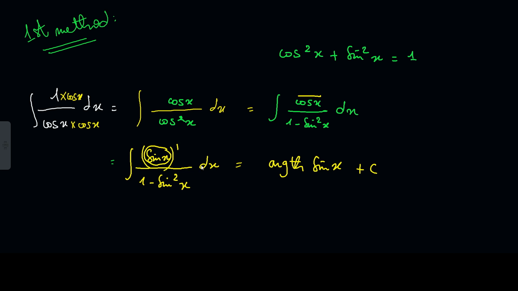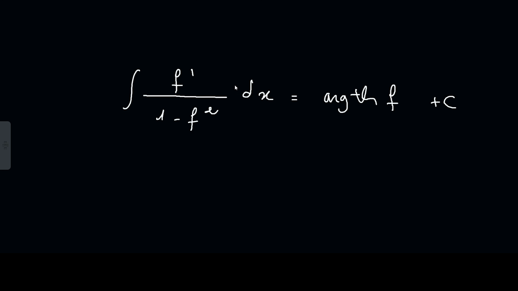I know that this can confuse several students. Why does the integral of sine x prime over 1 minus sine square x give us argth of sine x? And what's the function argth? You should know this rule, this integral. The integral of f prime over 1 minus f squared dx equals argth of f plus c.